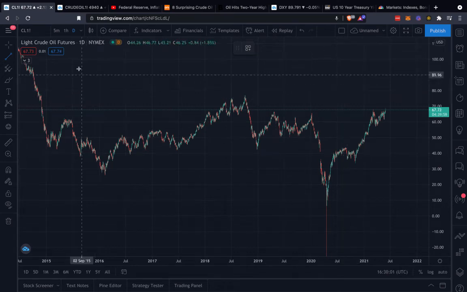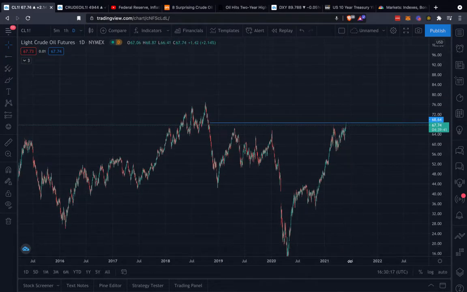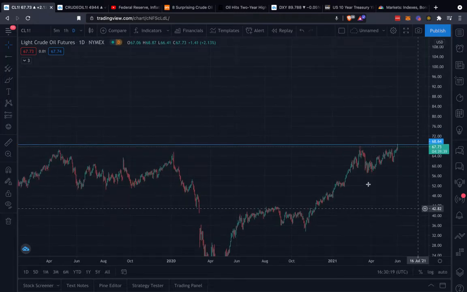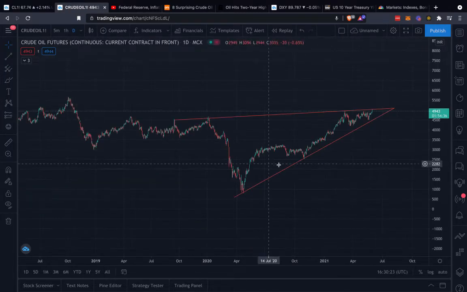But the point, as I was saying here with light crude oil futures, is that we are hitting these 2-year highs, right? So we haven't seen these levels since 2019 back here. So specifically today we broke that level. If we zoom in a bit, we can see that a bit better. And again, this is light crude oil futures. You can see it's basically the same chart here.